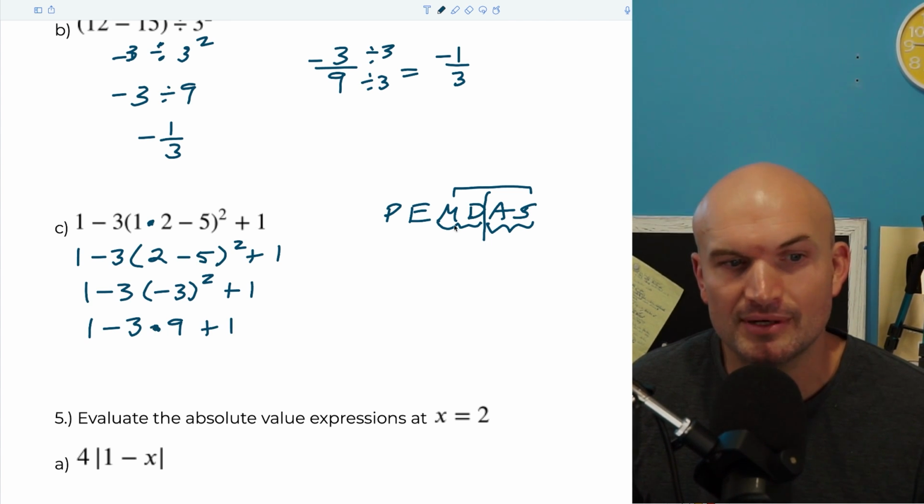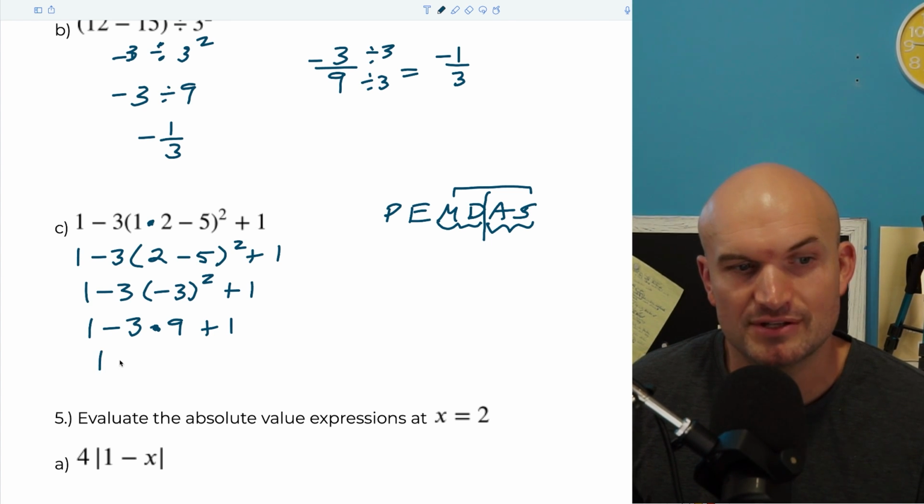Okay, and again, just remember, we're going to do the multiplication first. So negative 3 times 9, right? We have to multiply first before we do the subtraction or the addition. So negative 3 times 9 is going to be negative 27. So I have 1 minus 27 plus 1.